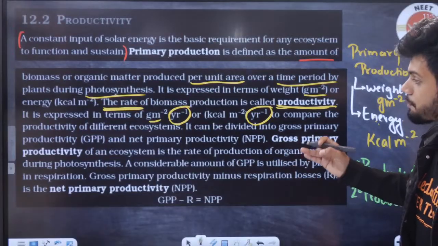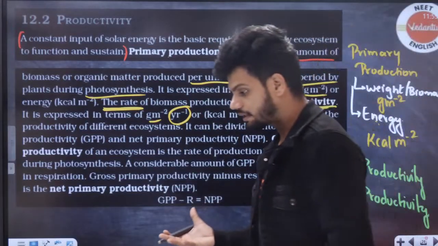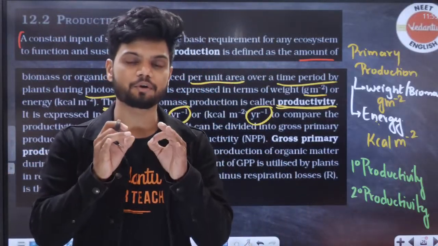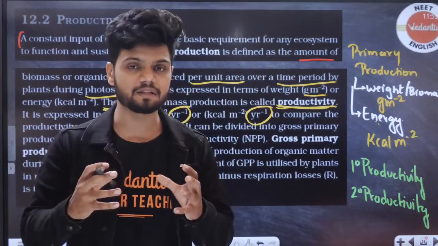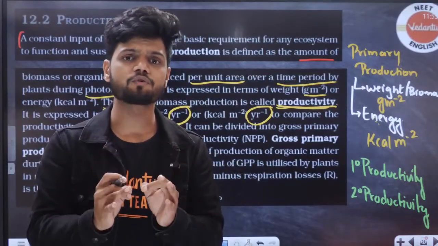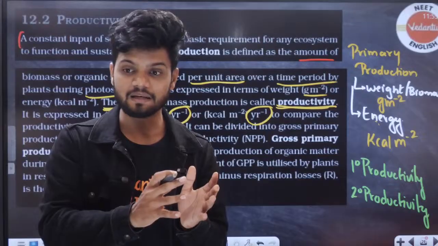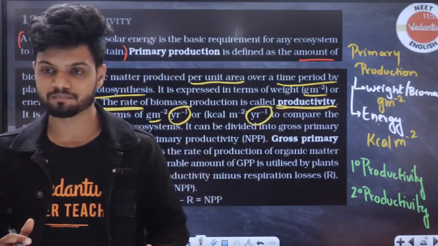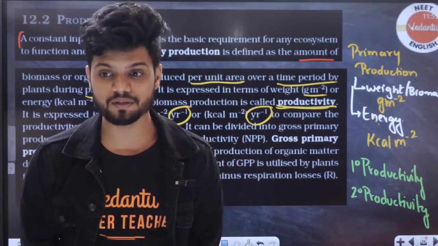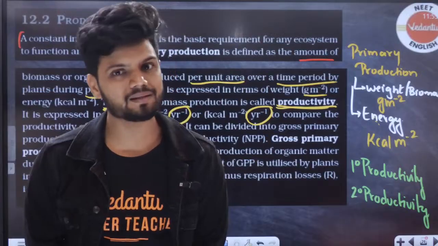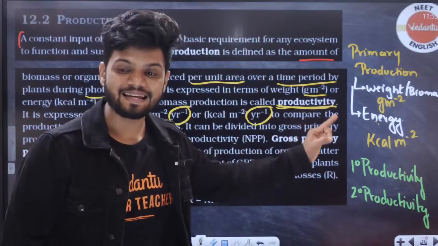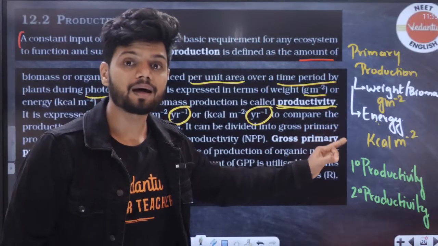Primary productivity, students. First of all, primary productivity is always produced by plants. Simple. Primary productivity is produced by plants, or by the first trophic level. Primary productivity is always produced by producers. And tell me, students, who are the producers? The producers are your plants. So primary productivity is technically given by the plants.